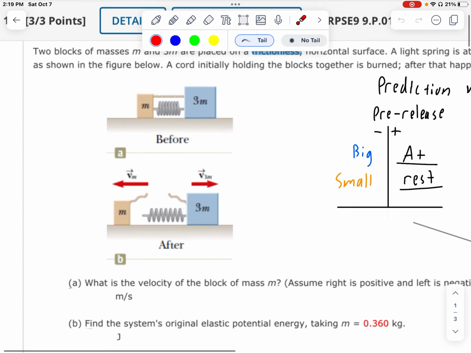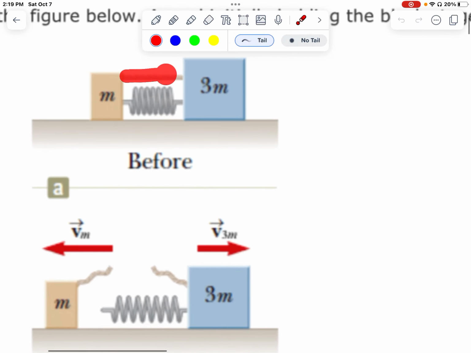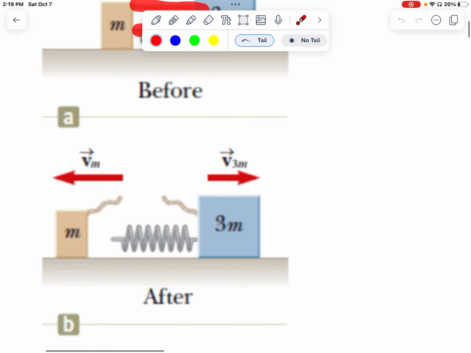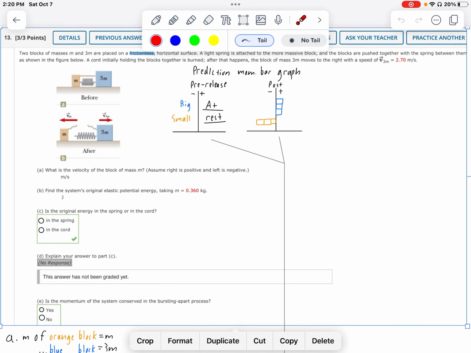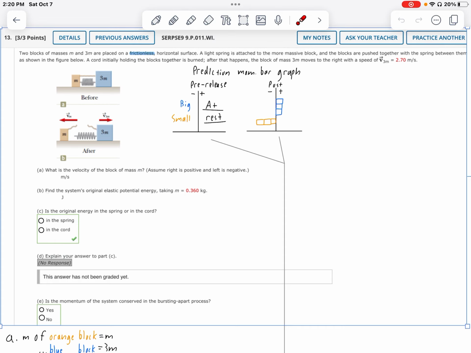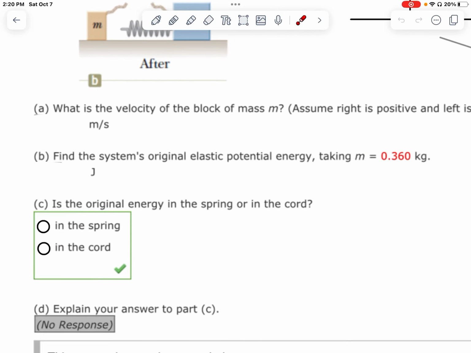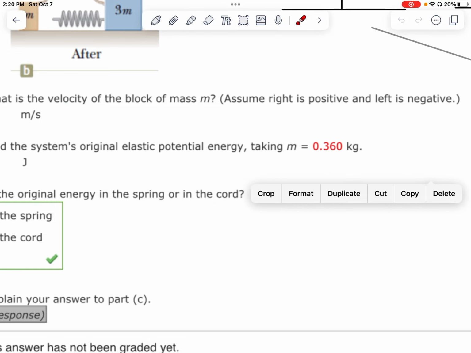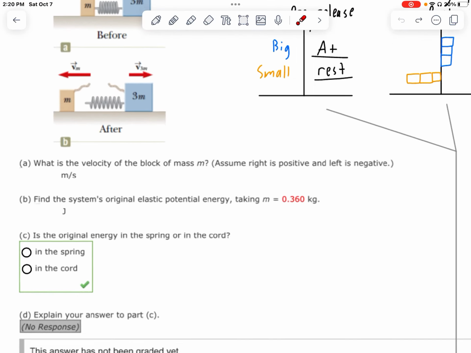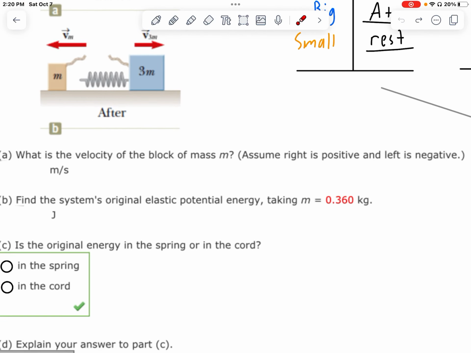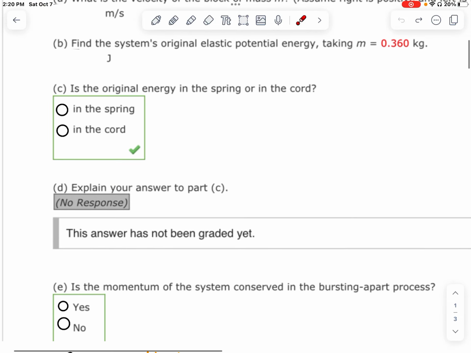Here's the picture. We've got a spring and a string. The string is burned, and then we have our two blocks going in opposite directions. Part A asks, what is the velocity of the block of mass m? Assume right is positive and left is negative.